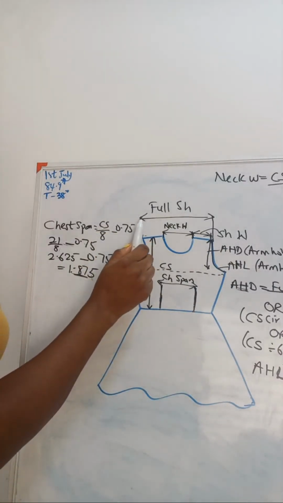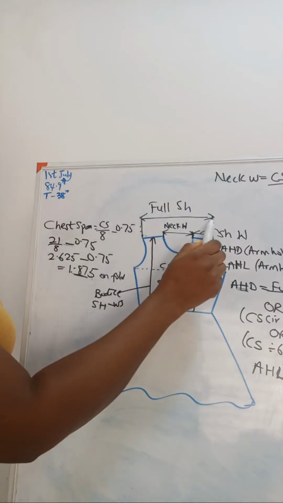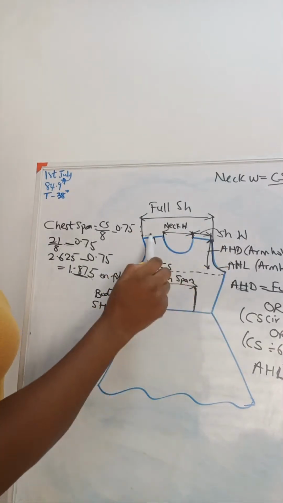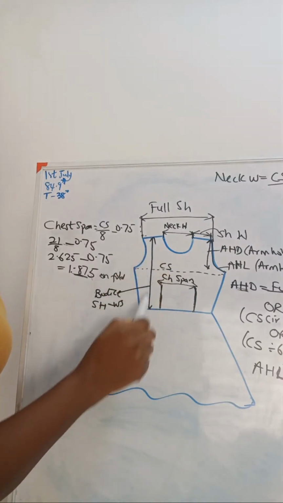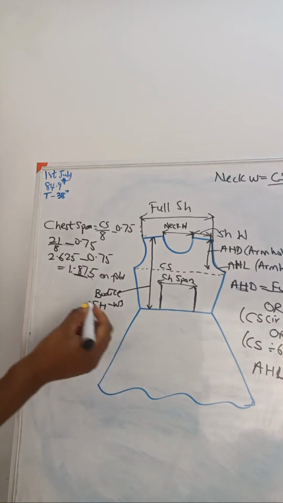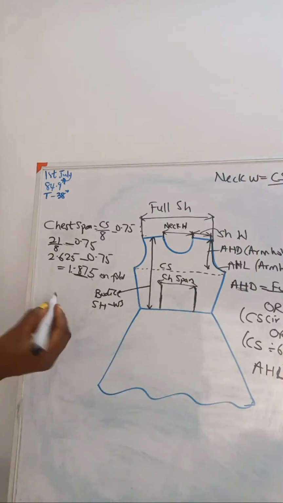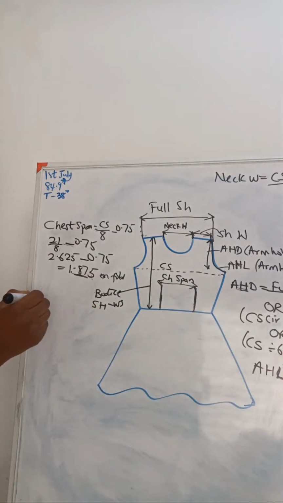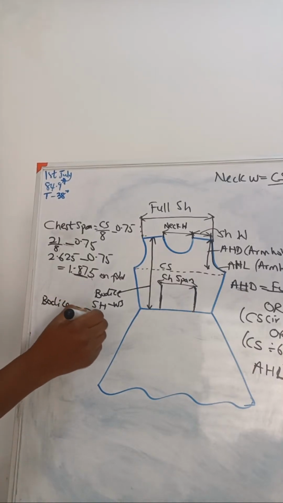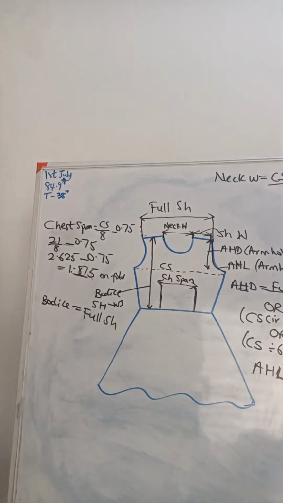Okay, so if you already know the shoulder of the child, assuming the shoulder is 9 inches, then the bodies of the dress will also be 9 inches. Okay, so full shoulder is equal to bodies. To get bodies, simply use the full shoulder. Okay, that will give you the bodies of the dress.